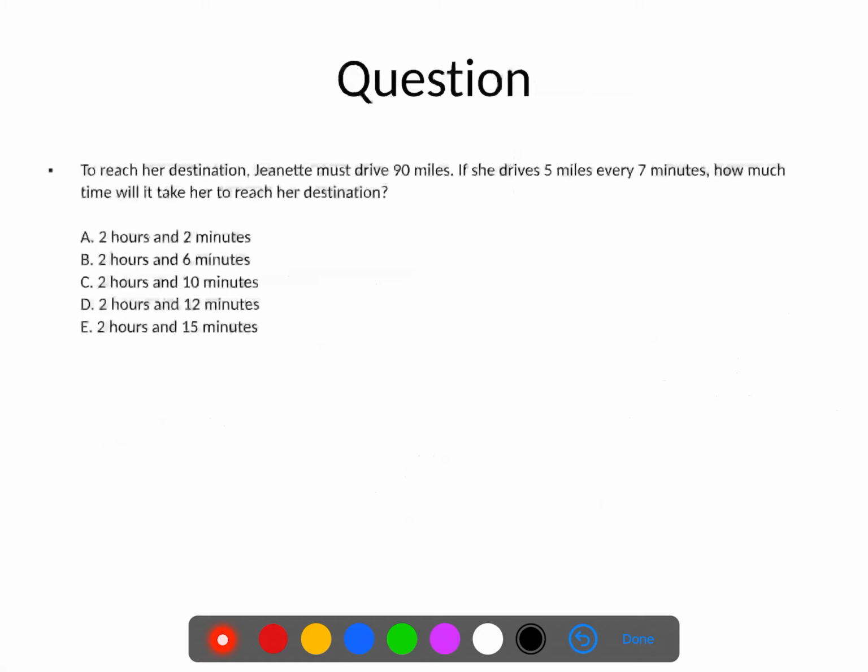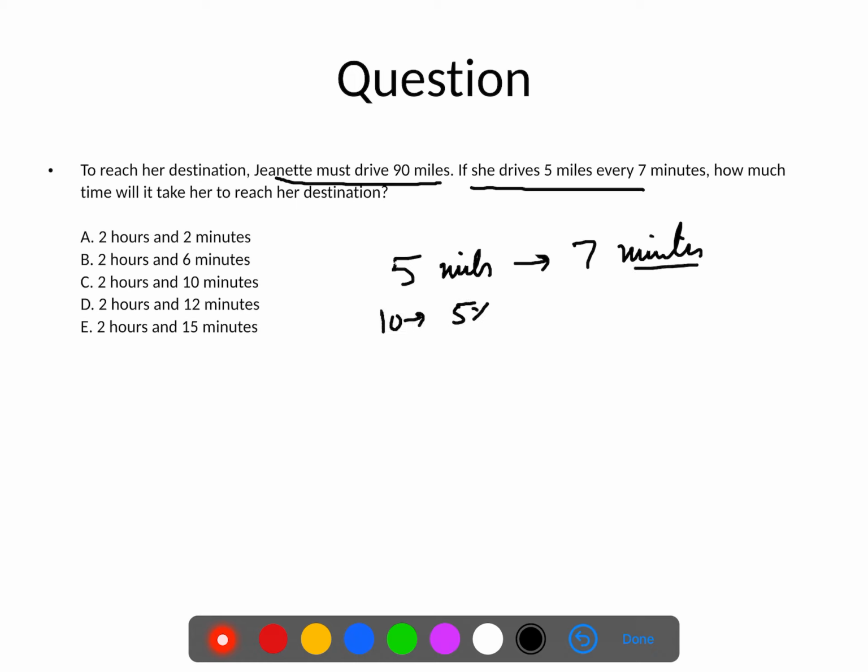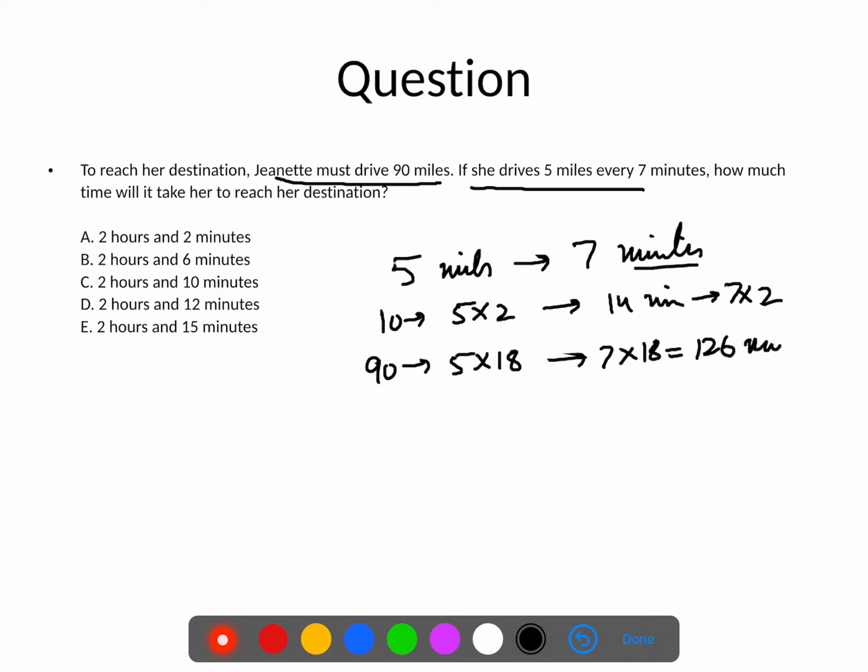Let's see some questions. For every question, pause the video, solve it yourself, then see the explanation. Janet must drive 90 miles. She drives 5 miles every 7 minutes. So for 5 miles, she is taking 7 minutes. If I need to do 10 miles, 10 would be 5 into 2, she'll take 14 minutes, which is 7 into 2. Now if I need to do 90 miles, 90 means 5 into 18, I'll take 7 into 18, 126 minutes.